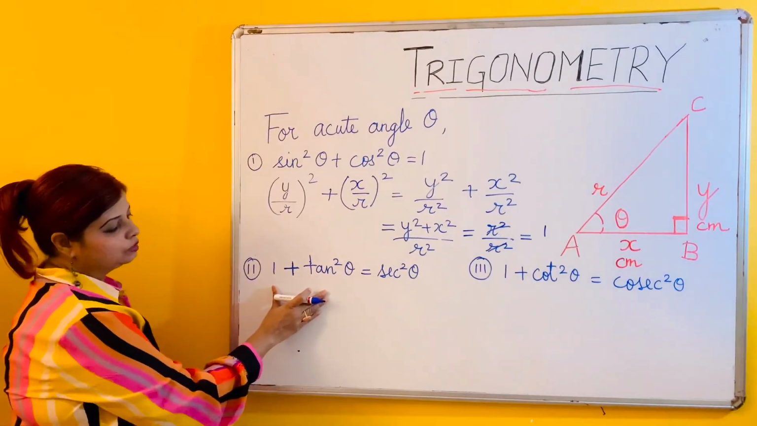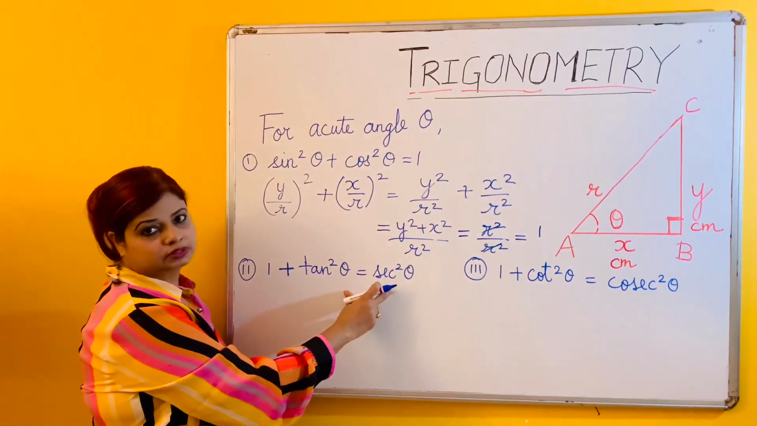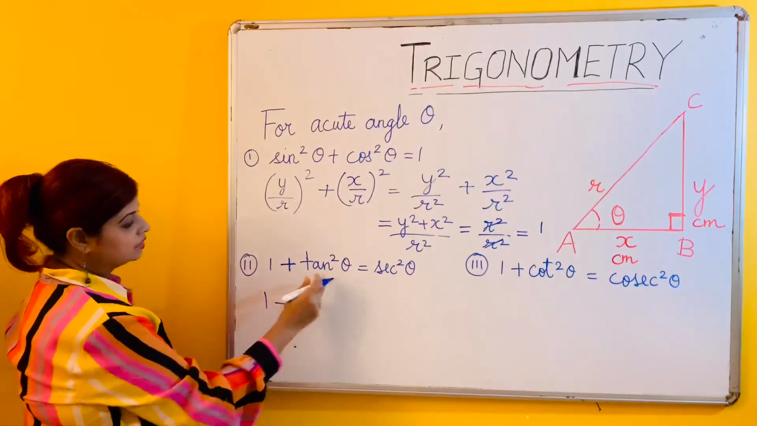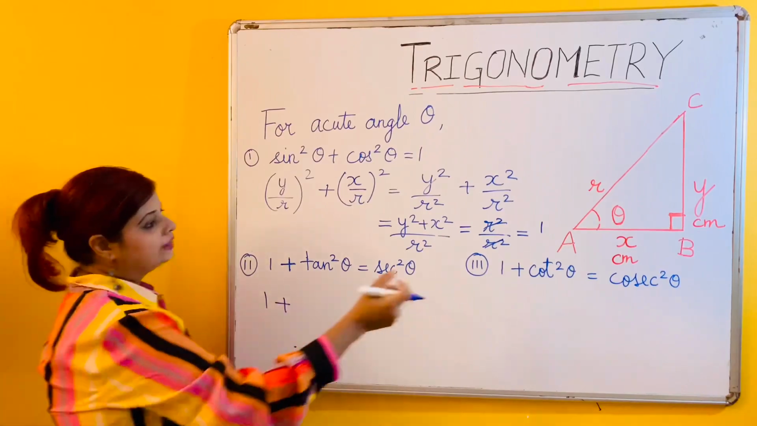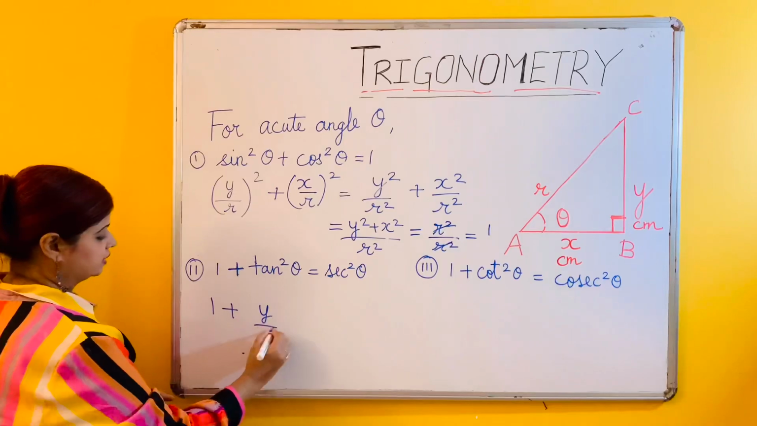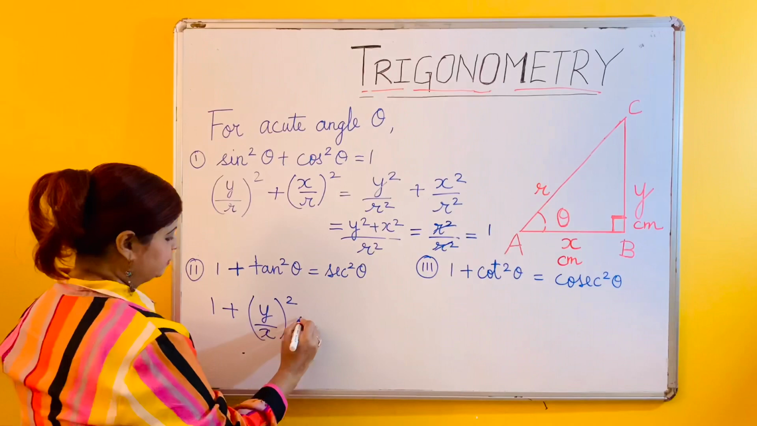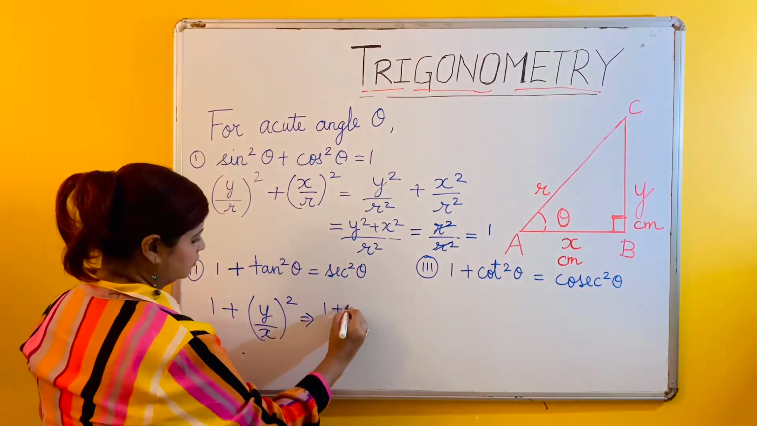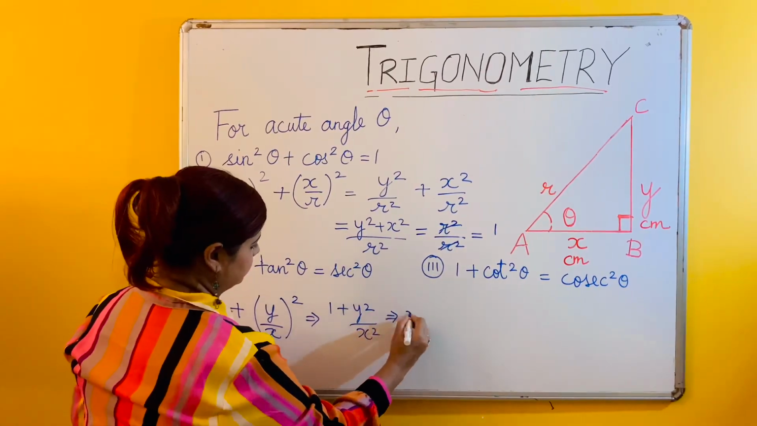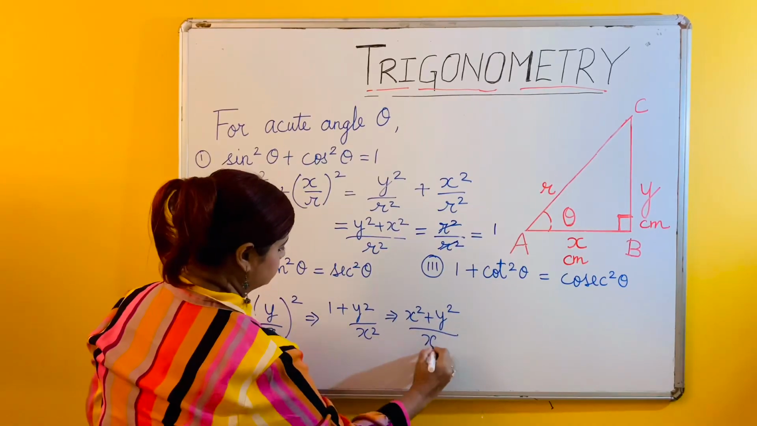Now let's move to this question. This says that 1 plus tan square theta equals sec square theta. So I'll take this part, 1 plus tan square. What is tan theta here? Tan theta is nothing but y by x, and then you square it. So it implies 1 plus y square by x square, which implies x square plus y square by x square.